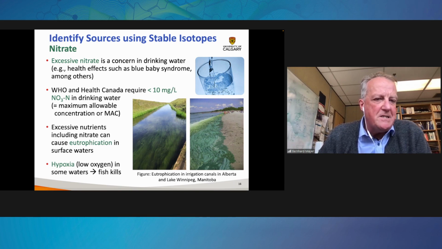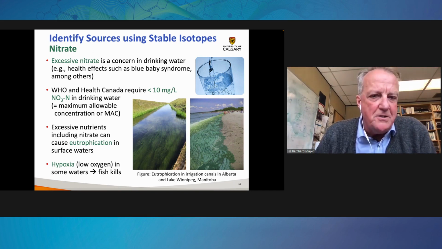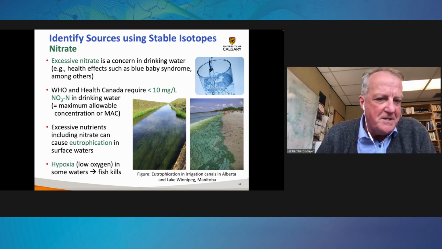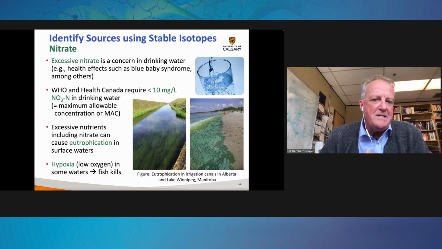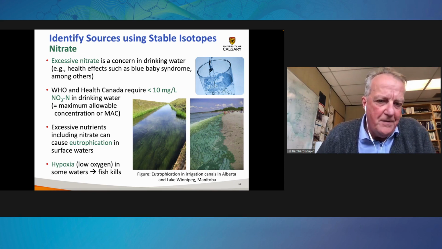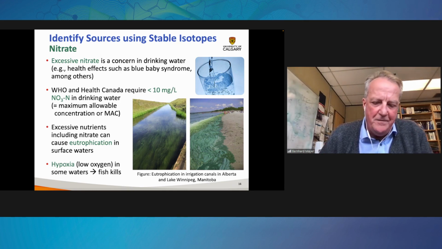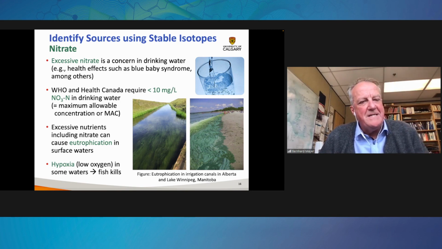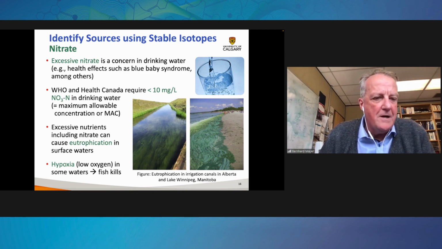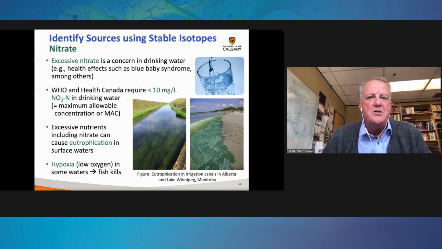Excessive nutrients, including nitrate, can also cause eutrophication in surface water systems. You see on the right-hand picture from Lake Winnipeg, and on the left-hand side, an irrigation canal where macrophytes grow from the bottom and impact the delivery of irrigation water to the crops. In the worst case, this can lead to hypoxia or low oxygen in some waters, and fish kills might be a consequence.